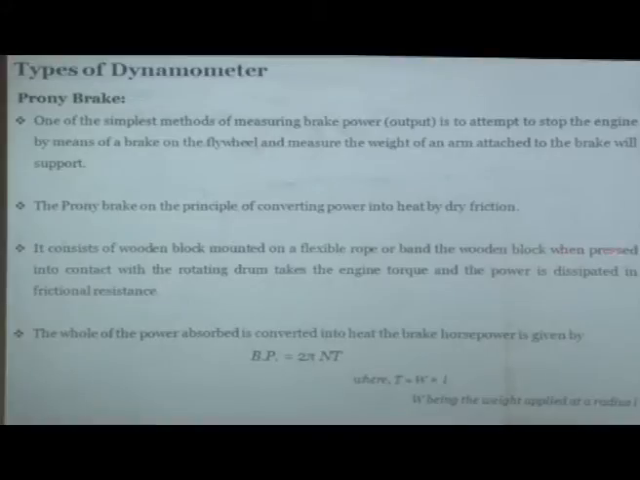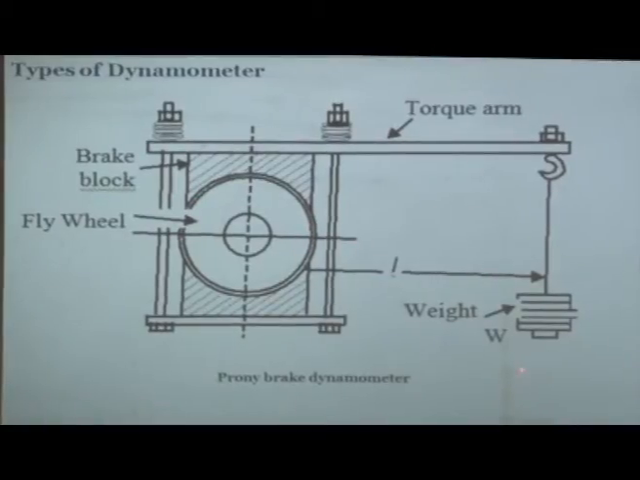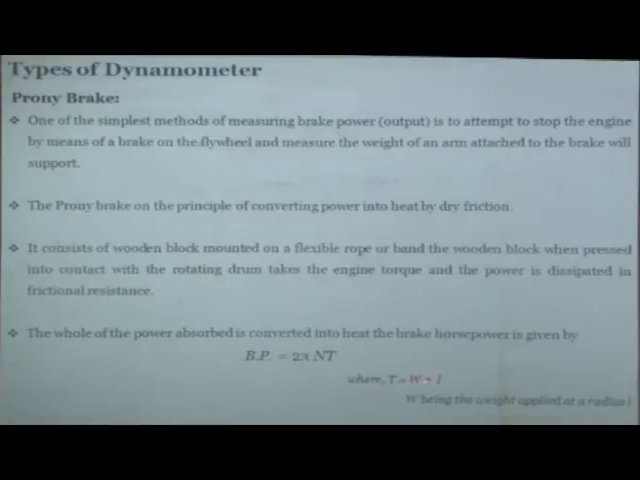When the wooden blocks are pressed into contact with the rotating drum, the engine torque and power is dissipated in the frictional resistance. So when you squeeze it, the heat will be generated and it will be dissipated in the wooden block. The whole of the power is absorbed by converting it into heat and the brake power therefore is given by 2 pi NT. The torque here, you see what is the torque here being generated by the flywheel? That will be the weight multiplied by the length of the arm, W into L. So basically T equal to W into L and N you can measure.